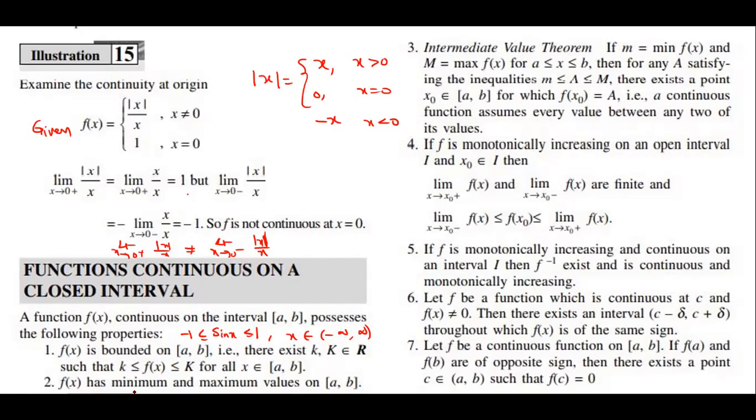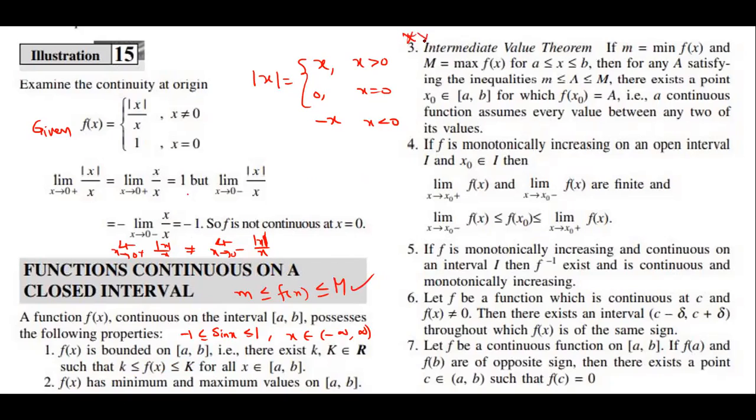Second point. f of x has minimum and maximum values on closed interval a comma b. I'm taking one example like that. Otherwise, you can remember small m less than or equal to f of x less than or equal to capital M like that. You can take, no problem.